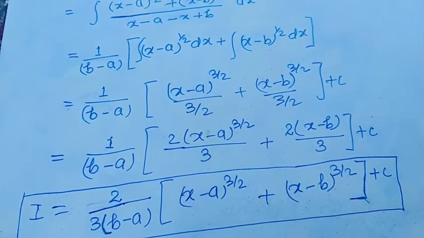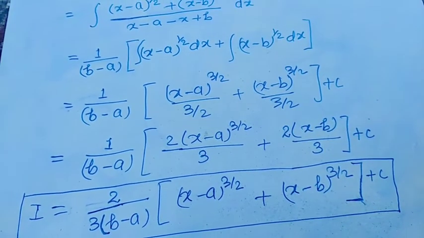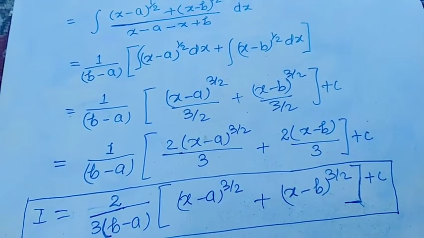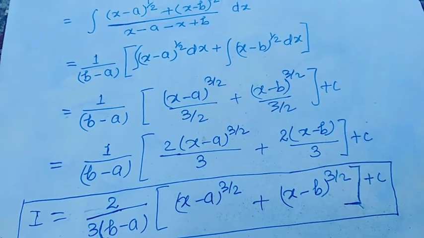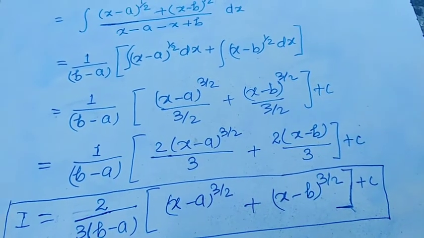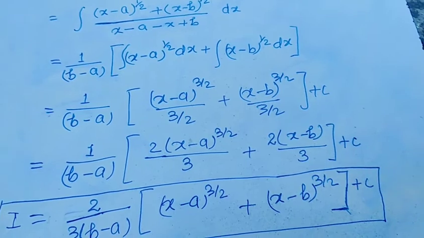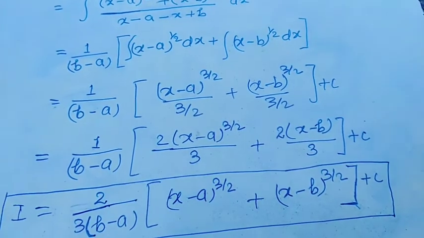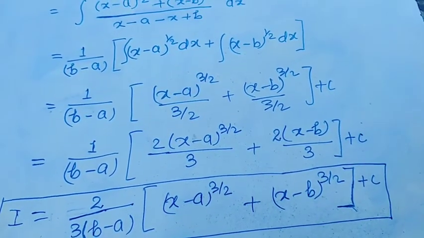I is equal to 2 upon 3 into (b minus a) into (x minus a) whole raised to the power 3 upon 2 plus (x minus b) whole raised to the power 3 upon 2 plus c. This is the answer. So I hope you all will solve it by yourself.